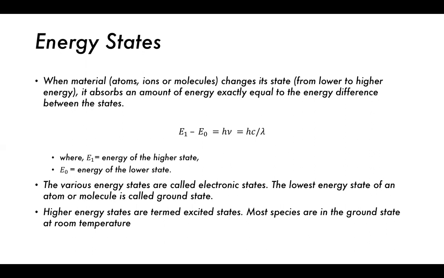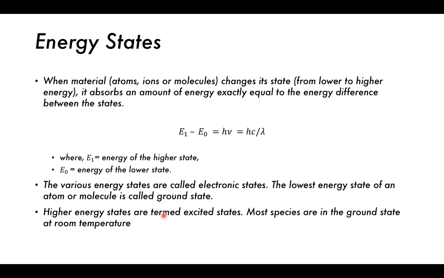So the difference in the energies E1 and E0 is equal to h nu, where nu is the frequency and h is Planck's constant, which is equal to hc over lambda. E1 is the energy of the higher state and E0 is the energy of the lower state, typically the excited state and the ground state. The various energy states are called electronic states. The lowest energy state of an atom or molecule is called the ground state. Higher energy states are termed excited states.